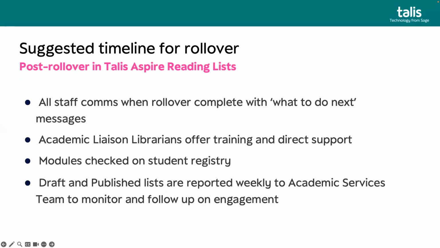Once the rollover is complete, there's some more actions carried out. So it's a good idea to update your staff to confirm, yep, the rollover is now complete. Here is what we need from you. Please, could you update your lists? Often universities will give them a date saying something like, if you haven't updated your lists by 31st of July, the library cannot guarantee that any items you've added to them will be in stock available for the start of teaching. That's the sort of thing you would put in a post-rollover communication.